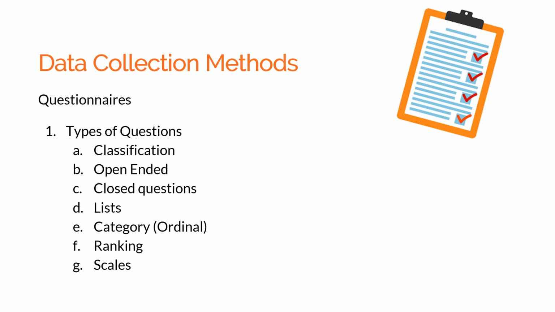Classification questions cover things like sex, age, and education. Then there are open-ended questions, which are more qualitative but can be used, and closed questions, such as yes, no, or lists. And then you can have category, which is ordinal. For example, someone who does something once a week, several times a week, or 3 to 4 times a month. You can rank that and put it into categories, into ordinal.